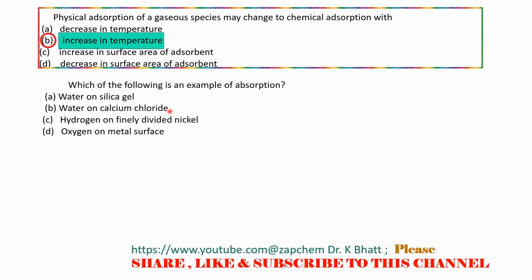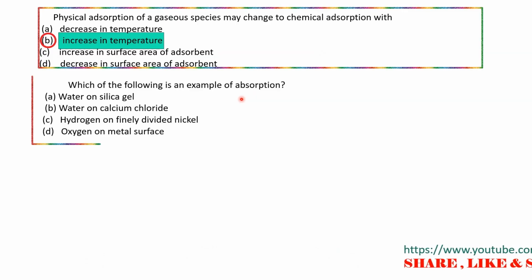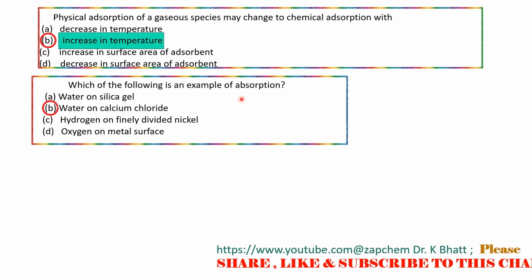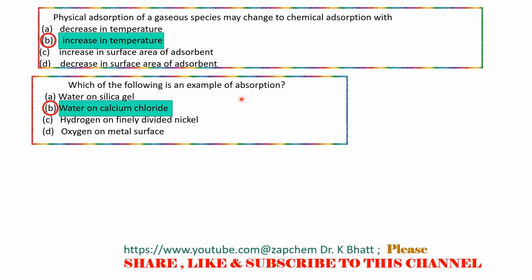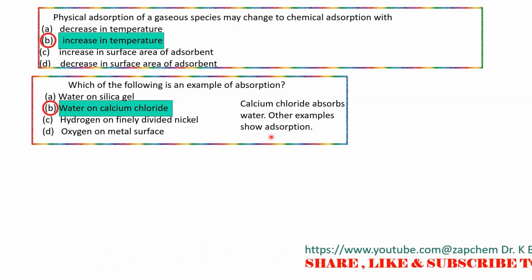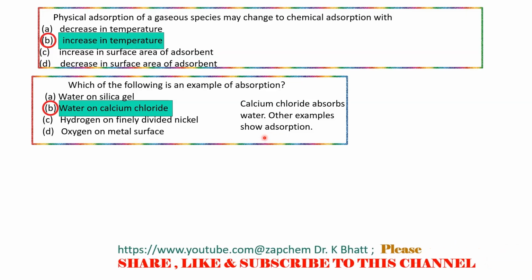Which of the following is an example of absorption? The correct option is water on calcium chloride. Water on calcium chloride absorbs water. Other examples shown are adsorption.